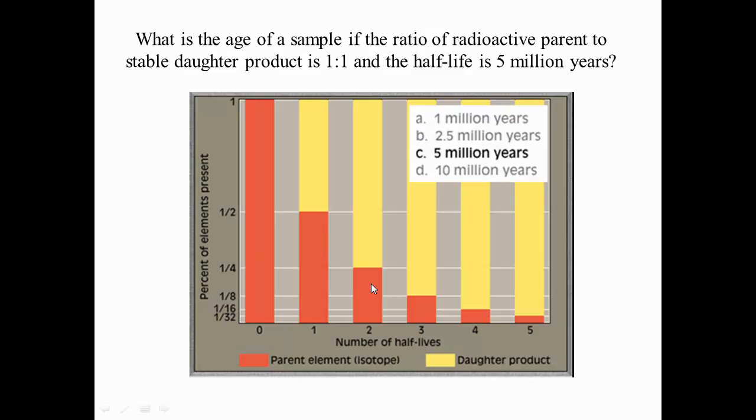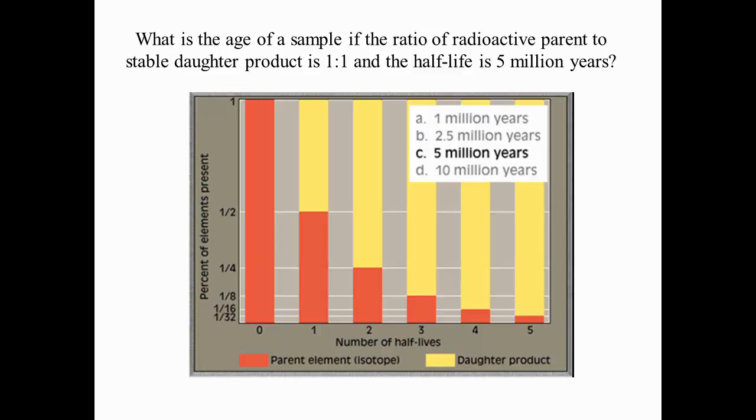25% parent, 75% daughter. The only time you get that proportion is after 2 half-lives. And if 1 half-life is 5 million years, 2 half-lives is 10 million years. So the sample would be 10 million years old. After 3 half-lives, the sample would be 15 million years old. After 4 half-lives, 20 million years, and so on and so on. And so that's how we use the proportion of measured parent-daughter ratios to calculate the age. And this is done using equations.